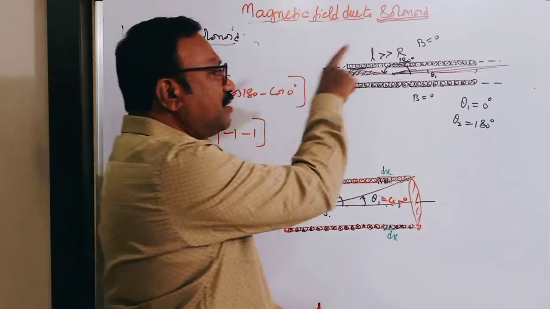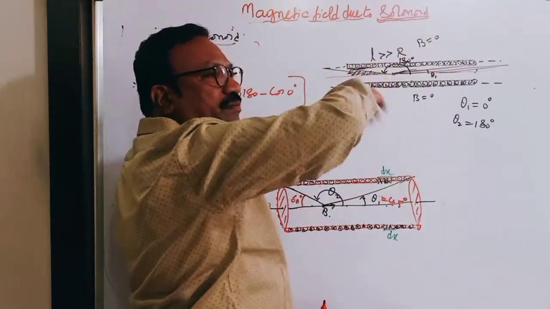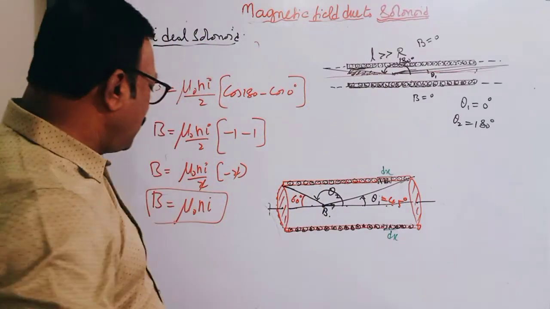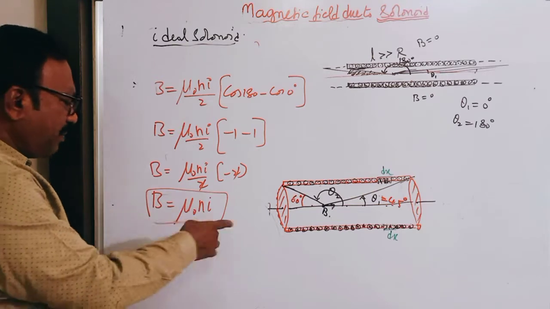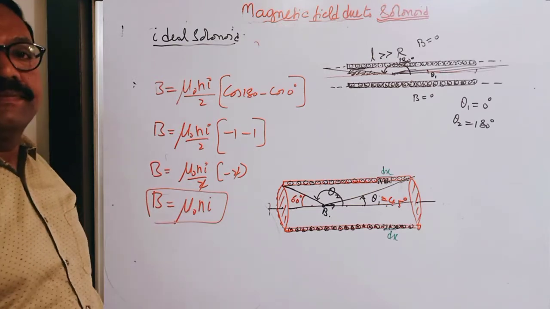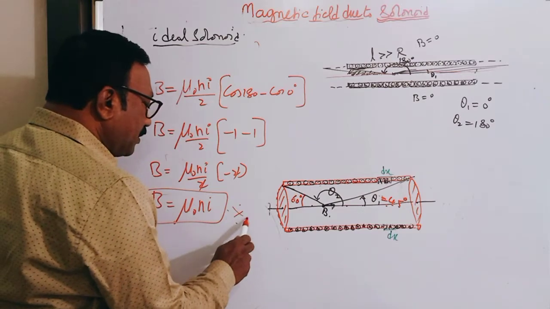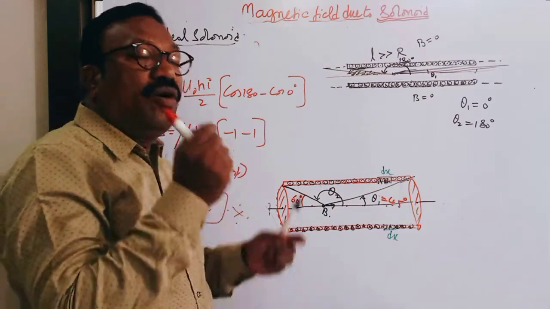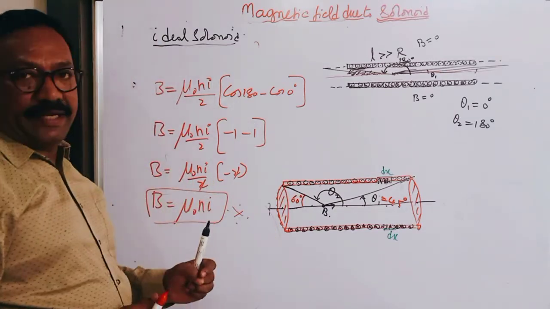The minus sign is indicating the direction of the magnetic field. Say I have taken turns like this, current is flowing like this. If I take current like this, then it will become positive. So nothing to worry about the minus; it is indicating the direction of the field only. But the magnitude of the field is mu naught nI. So remember, this is a very, very important formula. The magnetic field on the axis of an ideal solenoid is mu naught nI.